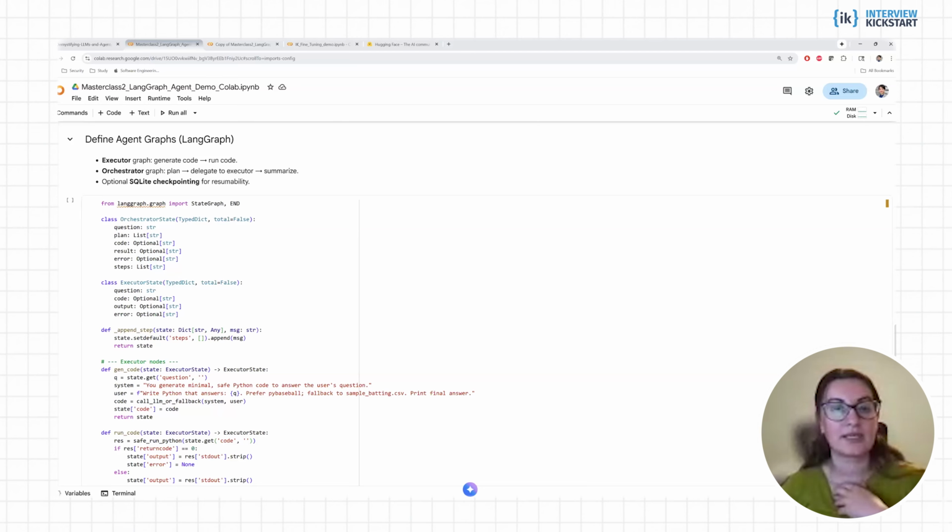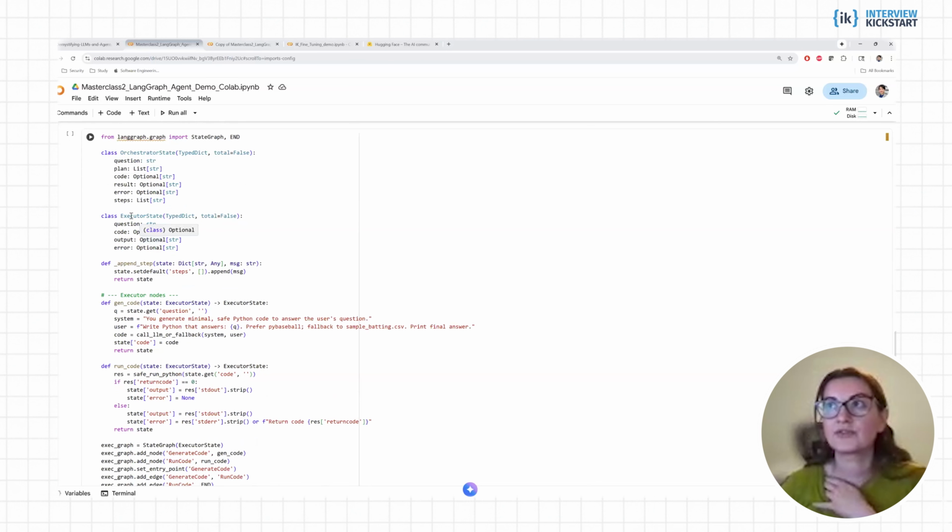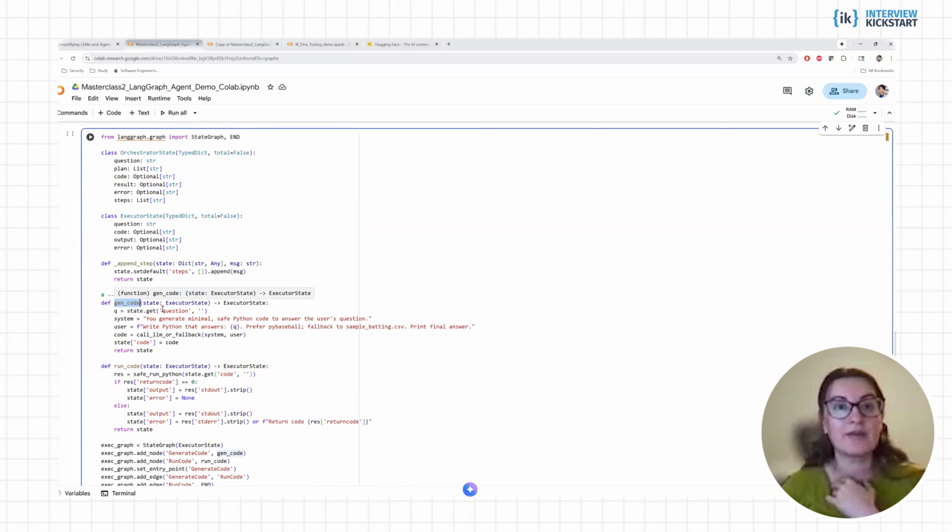And then we do have the executor graph, the executor state class, and this is the gen code, which is the executor node that we have. The gen code function is our code generation agent. You can see it reads from the state, and then it does the work. It says generate minimal safe Python code, and then it writes the code to the state and returns the modified state for us. So this is your executor node code. And remember that you need to craft the prompt really carefully.